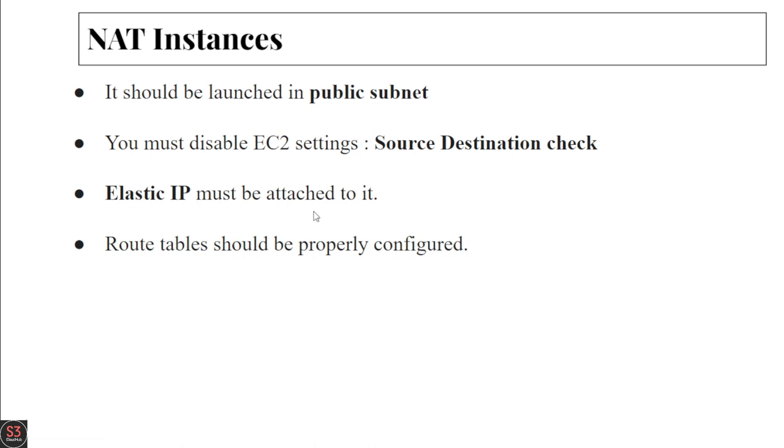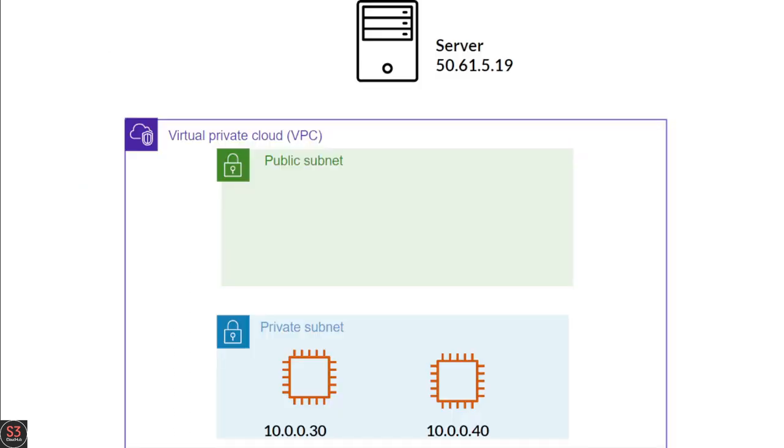Now let's go to the example of our NAT instance and see how it actually works. First of all, here we have a virtual private cloud, and inside it we have the public subnet and the private subnet. In the private subnet we have two private instances created. The IP of the first private instance is 10.0.0.40, and the other private instance IP is 10.0.0.30.